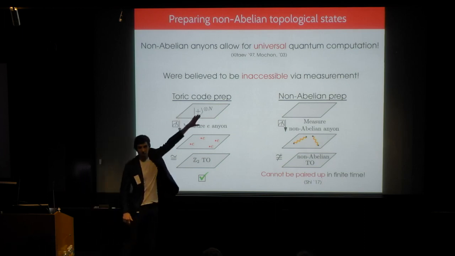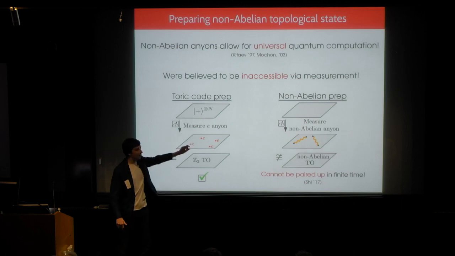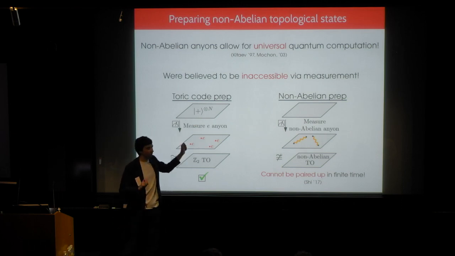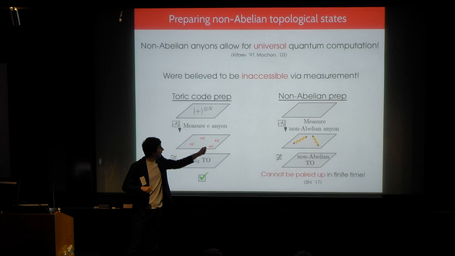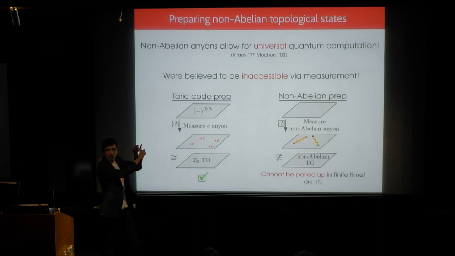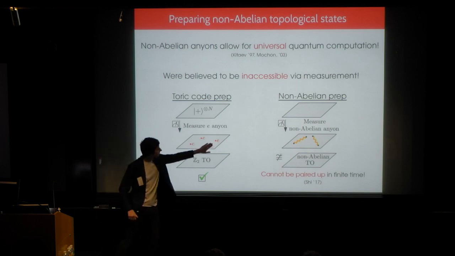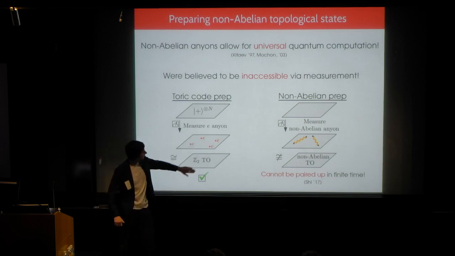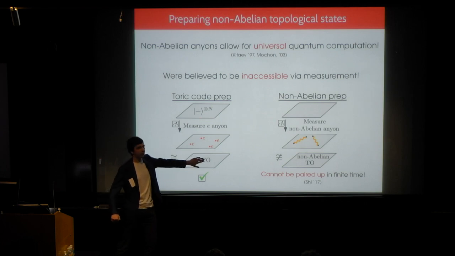We start with a product state, and then in physics speak, we measure where the E anyons are. That's the physical interpretation of this four-body term you were measuring. Basically, the plus or minus one tells you whether you have no E particle or you have an E particle in your gauge theory. But because all of these are abelian particles, you can cleanly pair them up in finite time, and then you get a clean Z2 topological order, basically a toric code wave function.